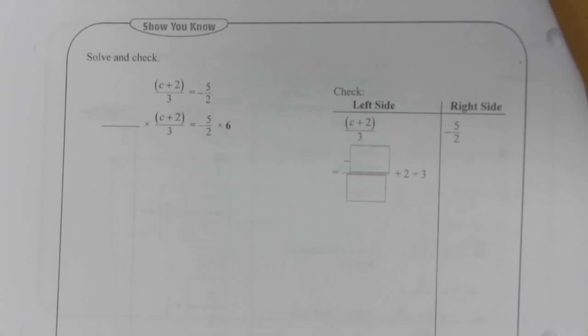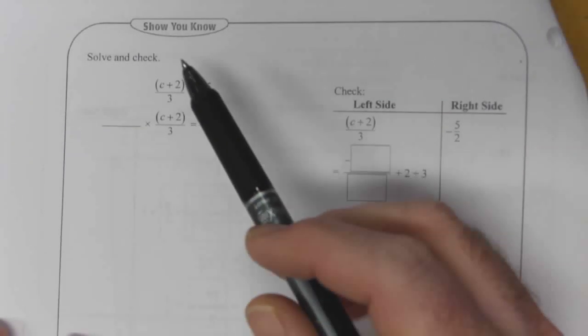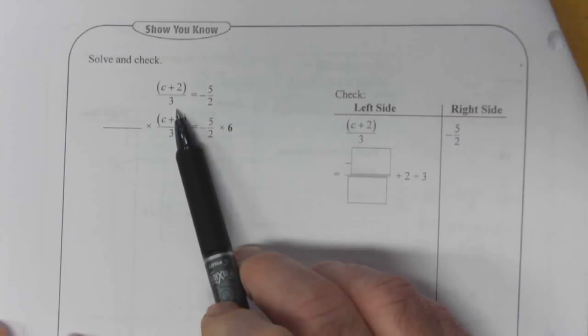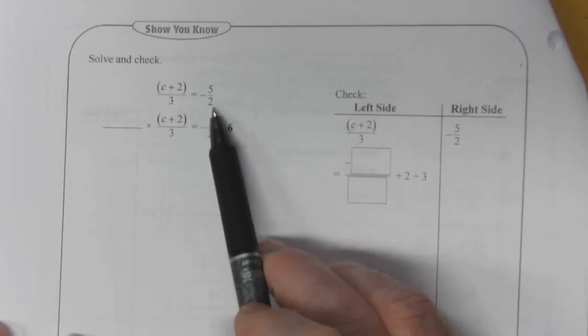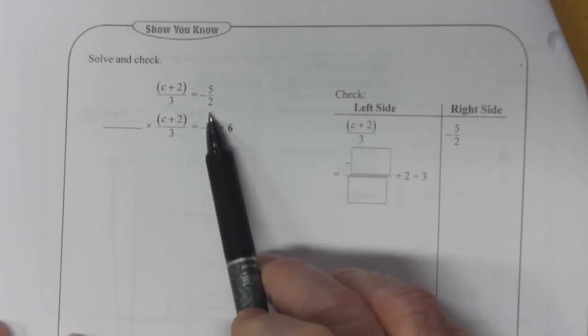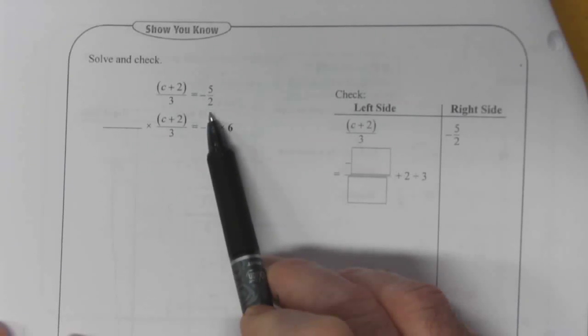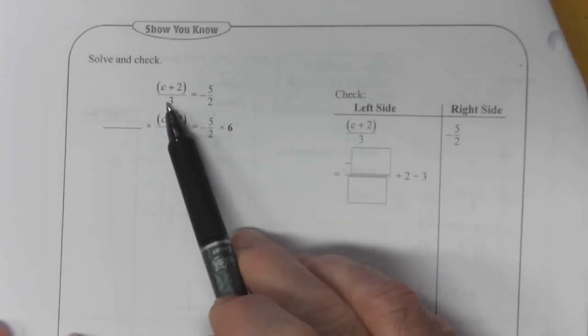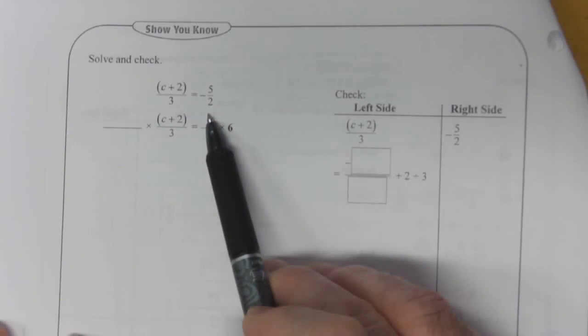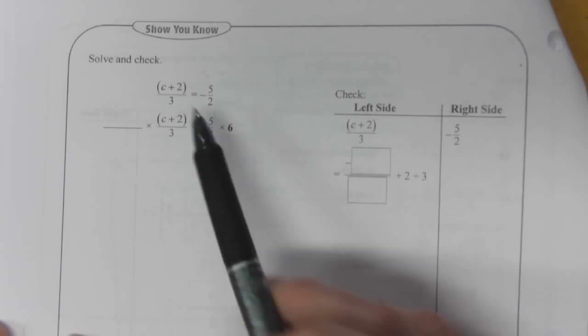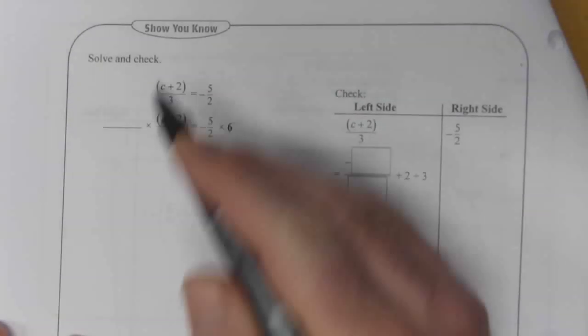To show you know, again, we're going to solve and check. We have (c + 2) divided by 3 is equal to negative 5 divided by 2. Again, I've got two different denominators, and I want to get rid of those as quickly as I can to clean up the math a little bit. So I'm going to look for a common multiple of 3 and 2, which in this case is going to be 6. So I'm going to multiply both sides by 6.